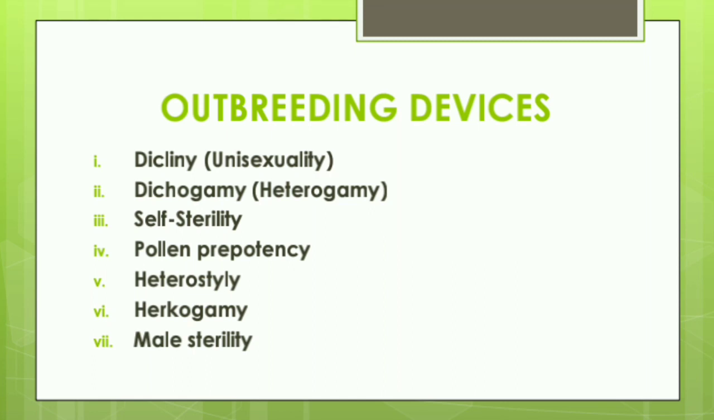The third device is self-sterility or self-incompatibility. Here, the pollen grains are incapable of germinating over the stigma of the same flower. Now, this incapability is basically controlled genetically by multiple allelism.